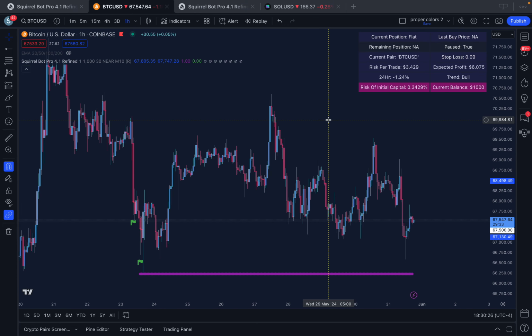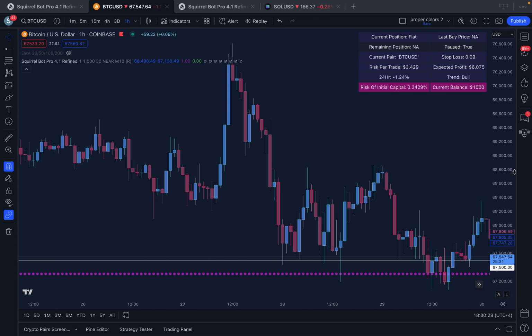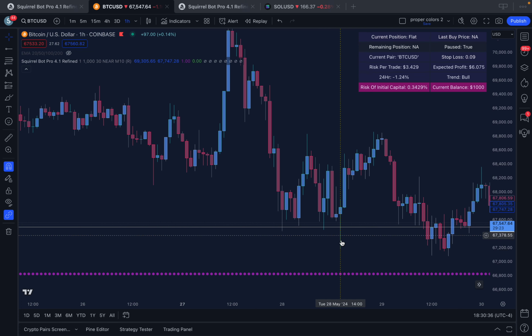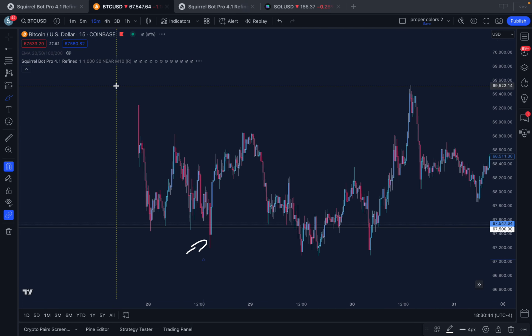And I want to go over to this. So you're kind of consolidating in this little range here, right? You're kind of just doing really nothing, right? And then you get this wick down. Now, when you have something like this, you want to look at this on a lower time frame. So let's go look at like a 15-minute chart or something.